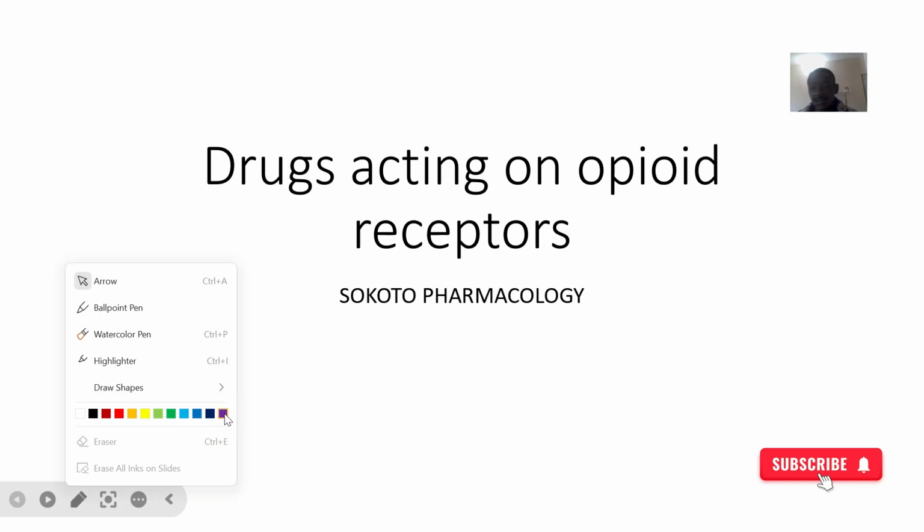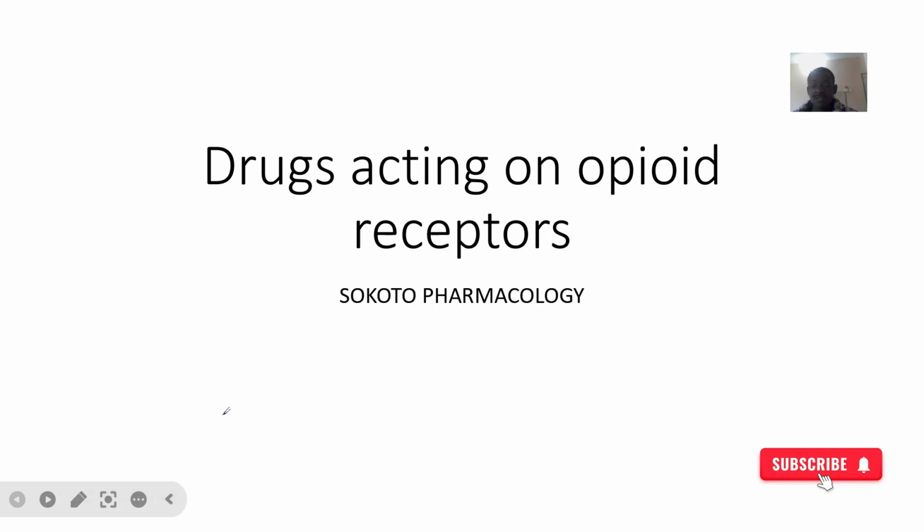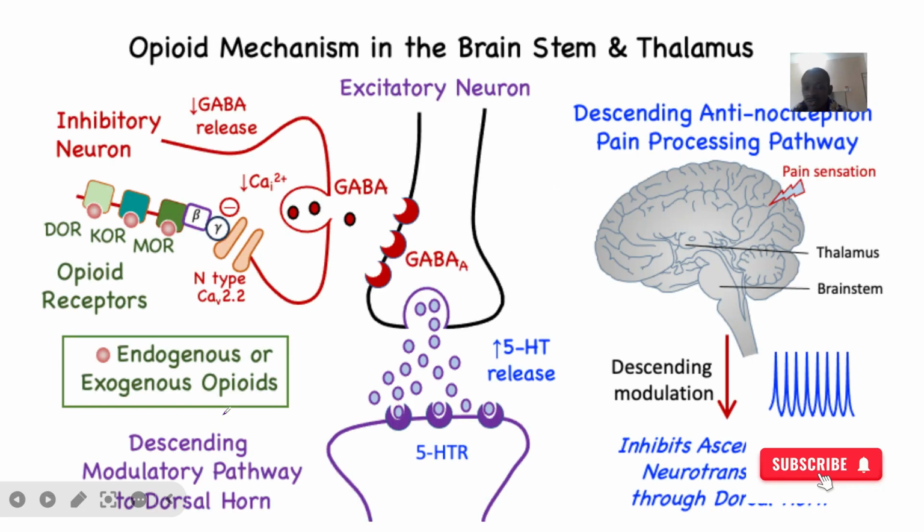So quickly look at another category of drugs, and these ones are drugs that act on opioid receptors. Of course we define them, we look at the various categories that fall under this. After the categories, we also look at different examples of drugs that fall under each of the categories. Drugs acting on opioid receptors. So these are different opioid receptors.